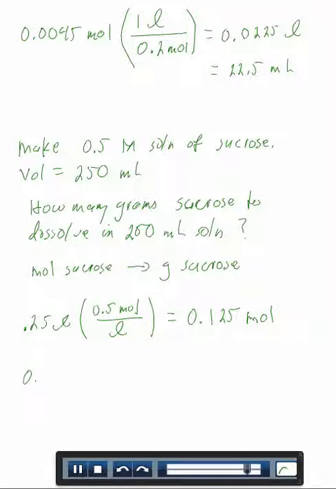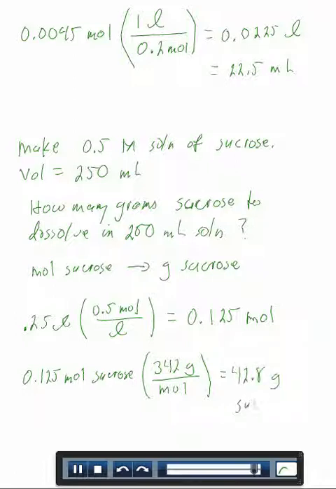So, to find out how many grams of sucrose I need, I need to find its molecular weight. I'm going to look that up on the internet or in a table, and I find that it is 342 grams per mole. So moles will cancel, giving 42.8 grams of sucrose needed to make a 0.5 molar solution with a volume of 250 milliliters.